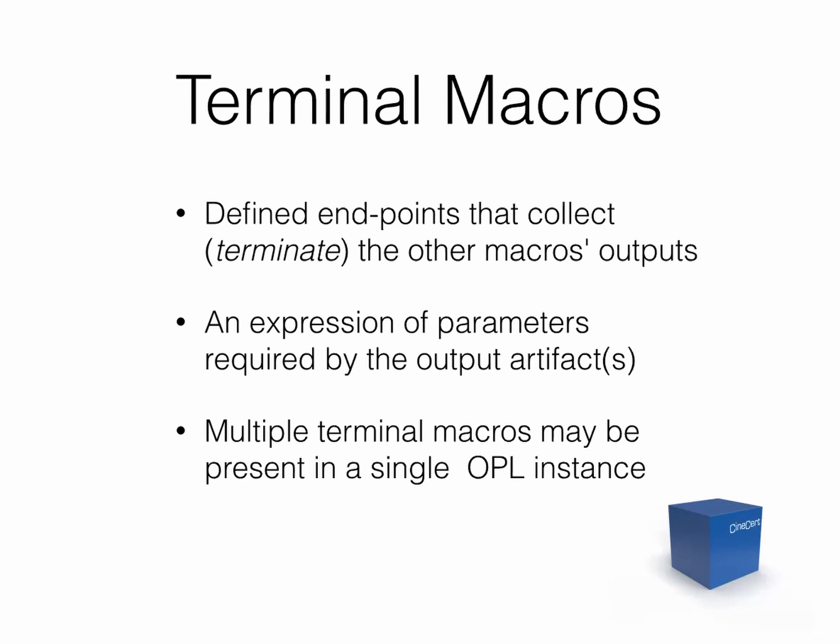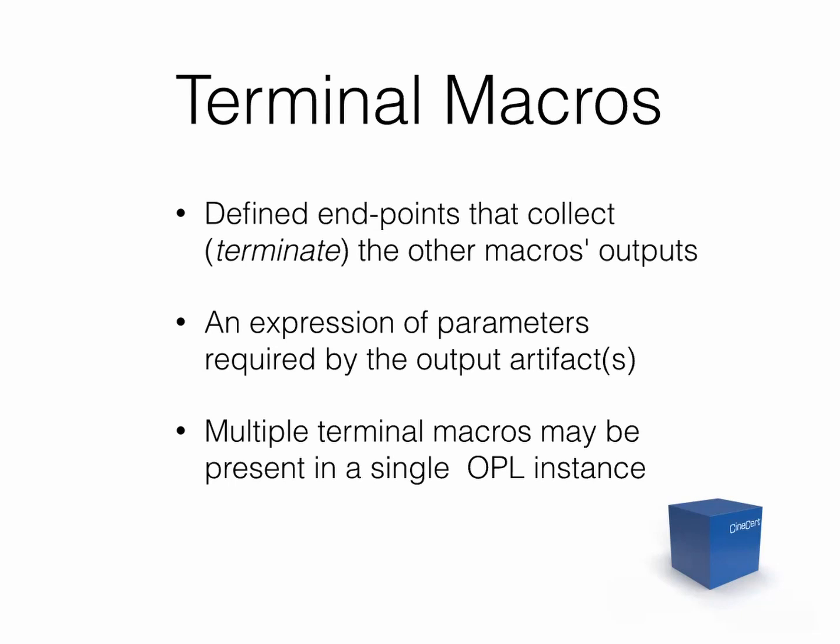And in our implementation, we actually make it possible to have multiple terminal macros. So you could, in addition to, for example, the digital cinema package terminal macro, if you wanted to also output, say, a WAV file that contained the composed audio from the IMF world, we could invent a new terminal macro called the WAV PCM terminal macro. And there's no reason why it could not exist simultaneously in the same instance of an OPL.